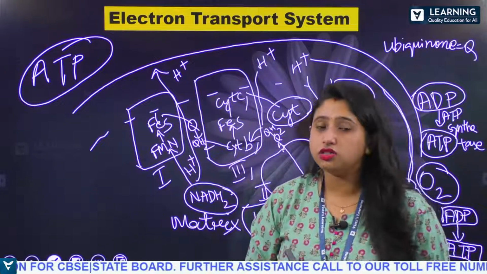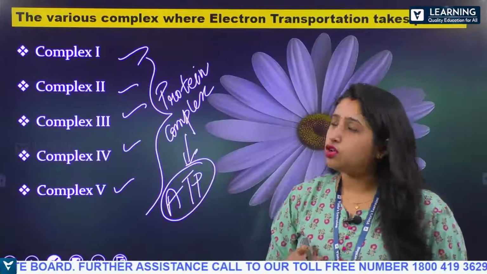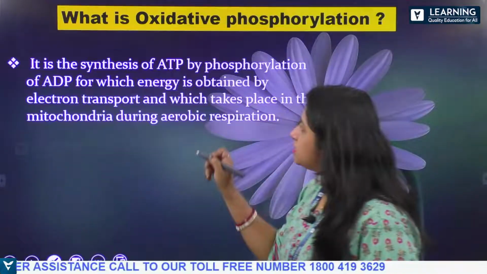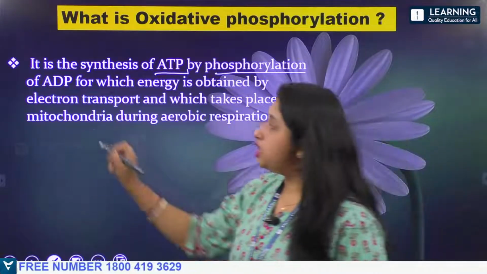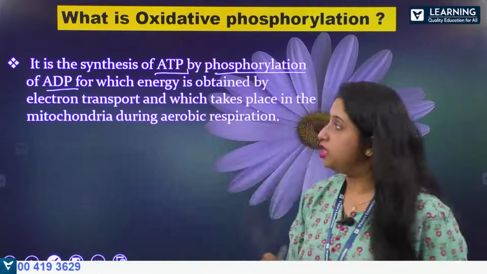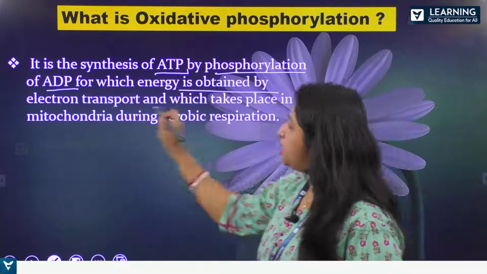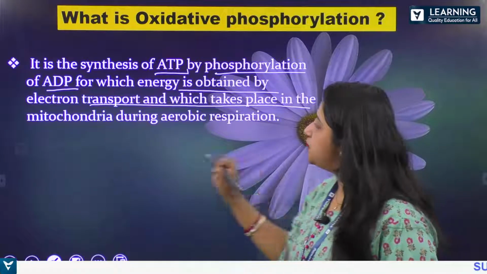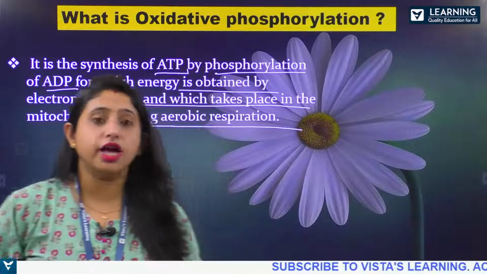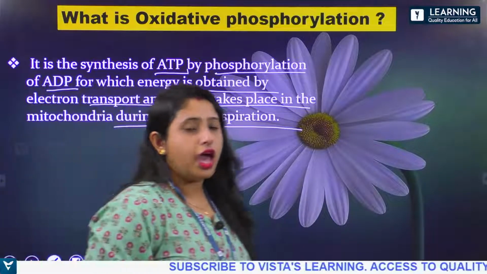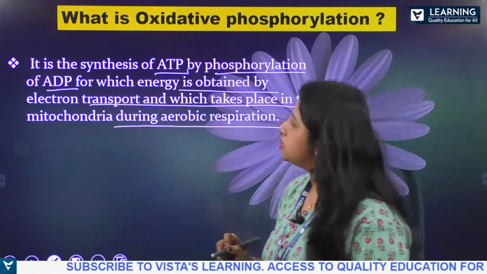That's why mitochondria is also known as the powerhouse of the cell. So it is the synthesis of ATP by phosphorylation of ADP, for which energy is obtained by electron transport, and which takes place in the mitochondria during aerobic respiration. So the Krebs cycle is responsible for aerobic respiration. Clear?